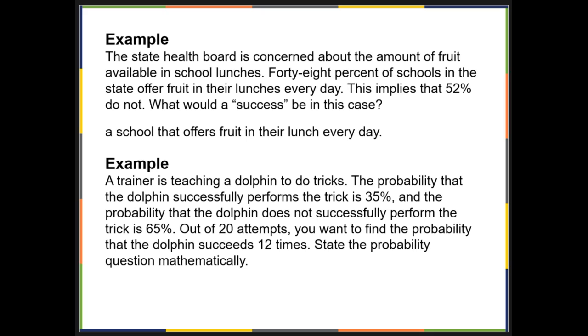Let's take a look at another example. A trainer is teaching a dolphin to do tricks. The probability that the dolphin successfully performs the trick is 35%, and the probability that the dolphin doesn't perform the trick is 65%. Out of 20 attempts, you find the probability that the dolphin succeeds 12 times. State the probability question mathematically. So we want to know the probability of x equals 12.